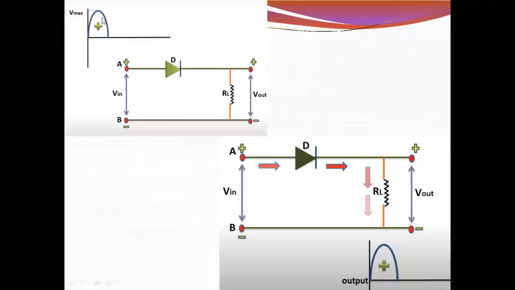Now if you apply the input signal, this is the first half. When you apply the positive half to this diode, it is connected automatically to the p-type semiconductor. When positive is connected to p-type semiconductor, the diode becomes forward bias. These arrow marks indicate current is flowing in this circuit. Then you will get the output automatically.